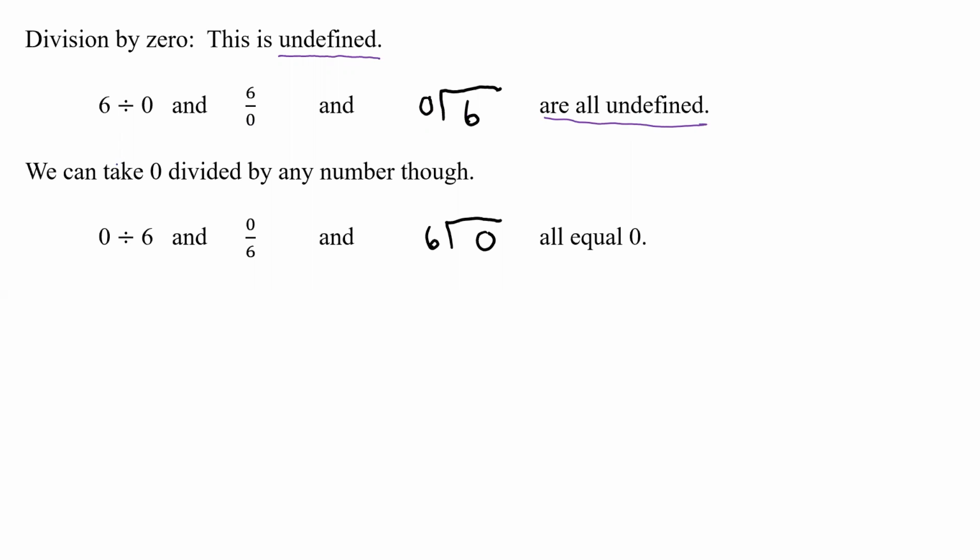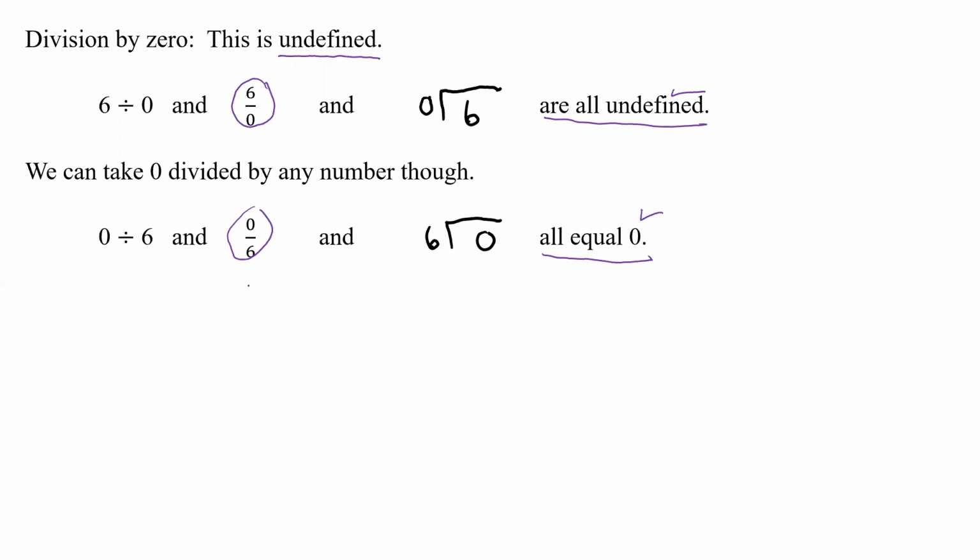But the corollary is we can take 0 and divide by any number, though. We can say 0 divided by 6, written in any of the three representations, and all of those are equal to 0. So it matters where that 0 is. If it's in the denominator, it's undefined. If it's in the numerator, it's just equal to 0.